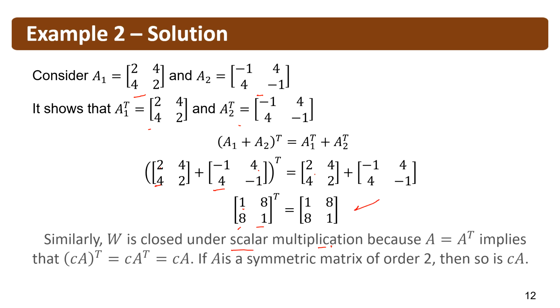Now let's have the other property, which is scalar multiplication. Again, we have this definition. If we have the scalar c times A transpose, we do not include the constant in the transpose by definition, and these two must be equal. So if A is a symmetric matrix of order 2, then so is cA.